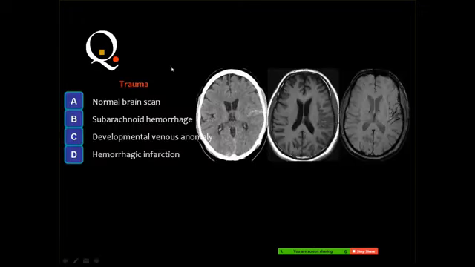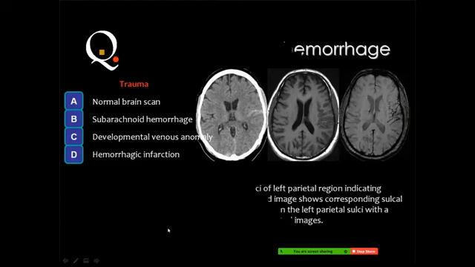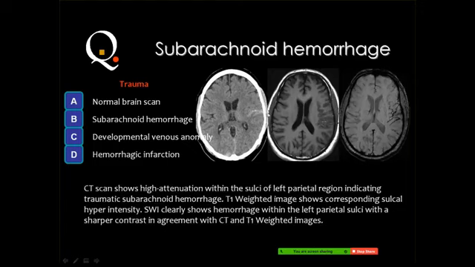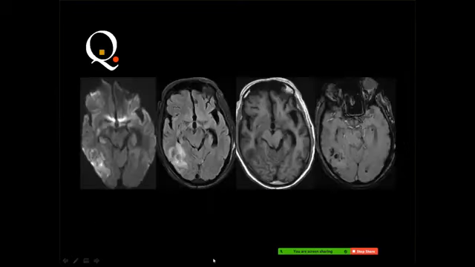This patient had a history of trauma, and these are the possibilities. Developmental venous anomaly. Subarachnoid hemorrhage. Yes, and this is subarachnoid hemorrhage. On the CT scan, you see high density in the sylvian fissure with edema. In the susceptibility weighted image, you see the signal of blood in the sylvian fissure compared to the opposite one. And this is diagnostic of the subarachnoid hemorrhage.